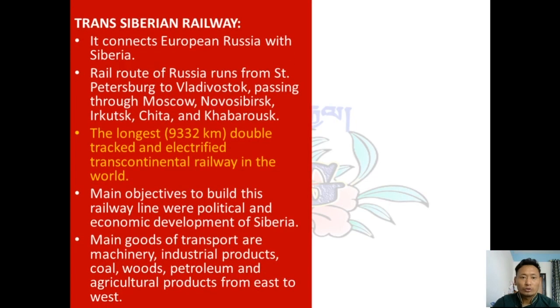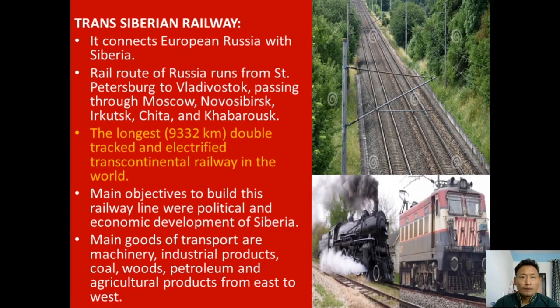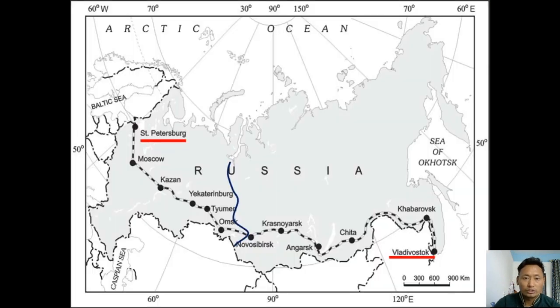First we are going to learn about the Trans-Siberian railway line. It connects Western European Russia with Siberia. We already know that. This is the map of the Trans-Siberian railway line. This particular mountain range divides Russia into two parts, European Russia and Siberian Russia. This railway line connects European Russia with Siberian Russia.